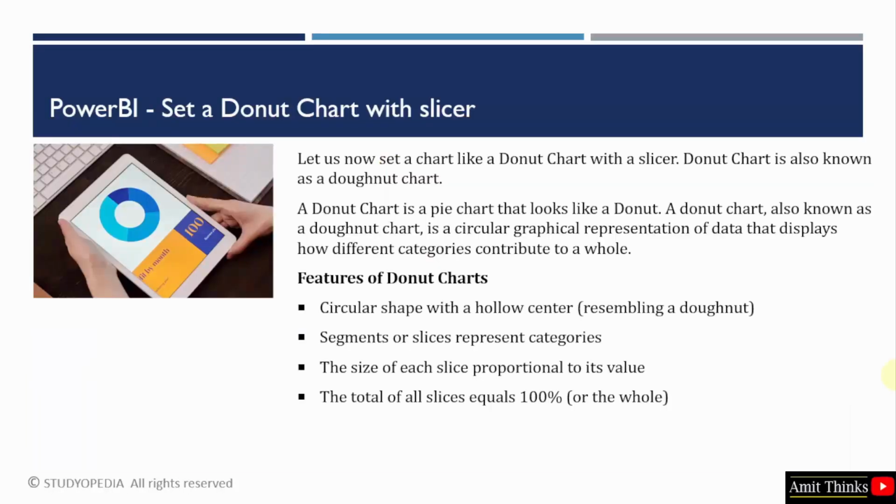So guys, a donut chart is like a pie chart that looks like a donut. It is a circular graphical representation of data that displays how different categories contribute to a whole. It is a circular shape with a hollow center, as you can see. The segments or slices represent categories just like your pie chart. The size of each slice is proportional to its value, and the total goes to 100% just like your pie chart. So we will create a donut chart with a slicer.